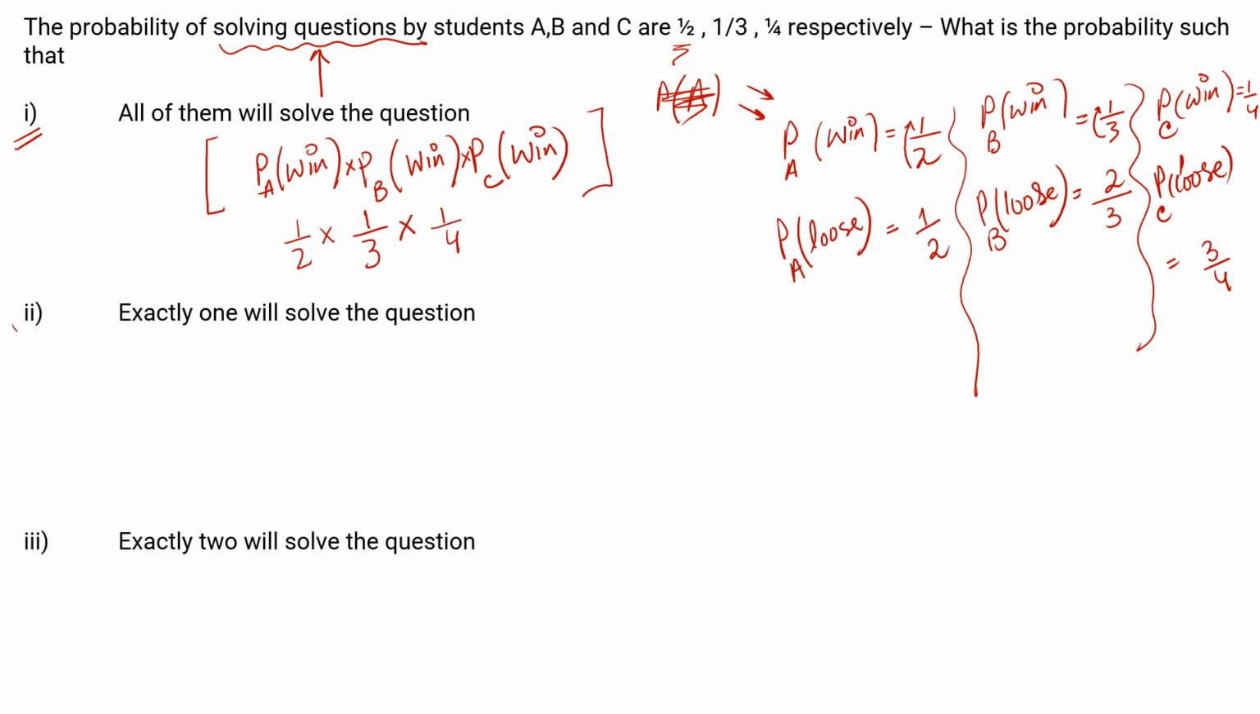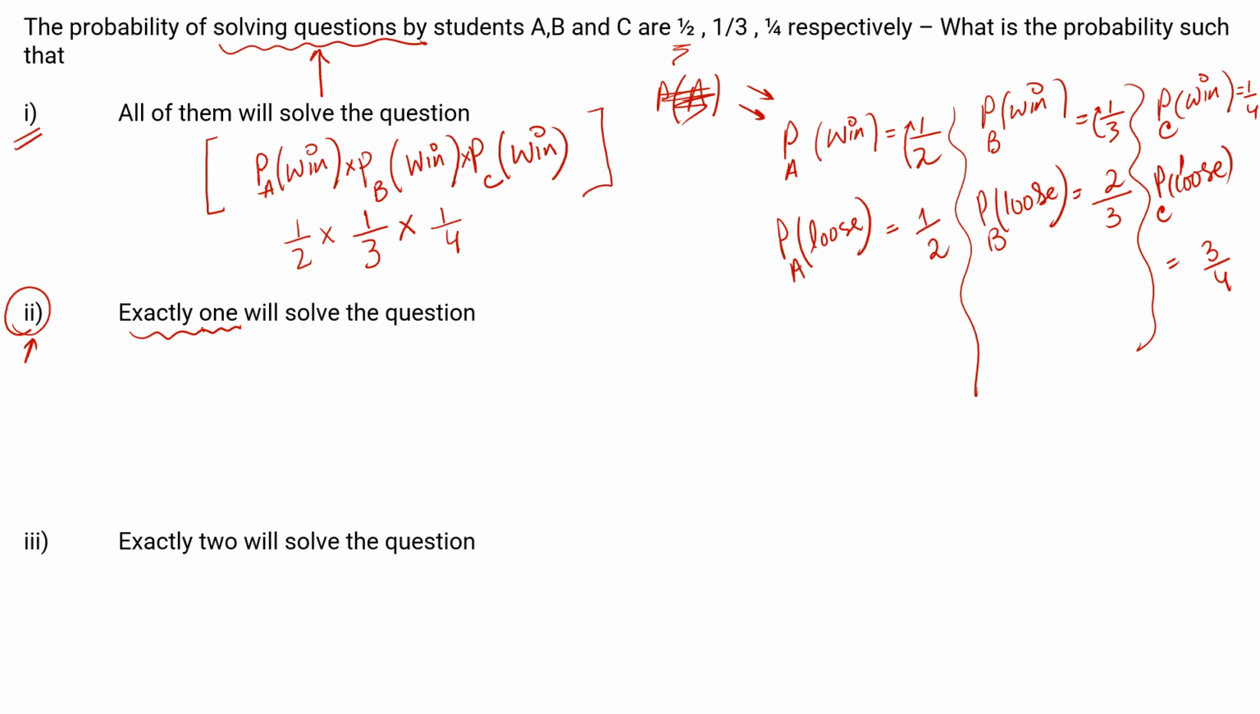Now, understand the second question. What is the probability that exactly one student will solve the question? Here normally the students make a mistake. Remember that whenever a probability question comes and you try to understand it, make the cases.